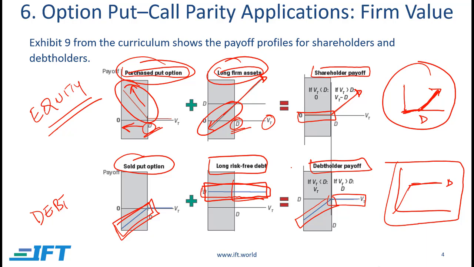So what we are basically saying over here is that the shareholders have got a long position on the firm's assets and they have also purchased a put option, whereas the debt holders have sold a put option and they have got this risk-free bond, which is the risk-free bond that we usually write like this, where there is a price and we take the discounted value of that price.